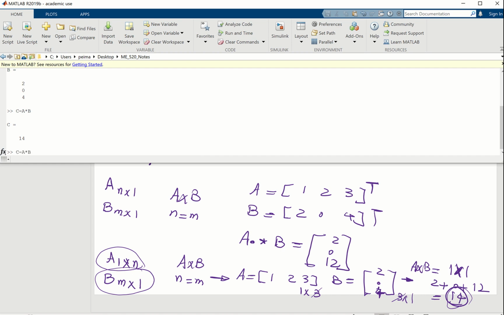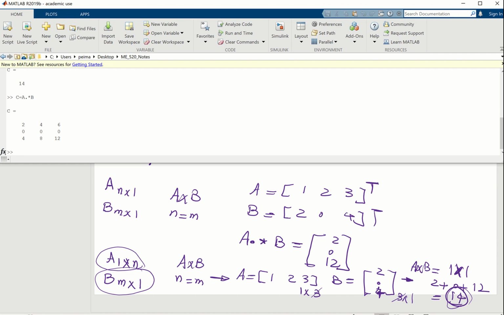So the result is going to be 1 by 1. Now let us see if I use that command that we had previously. Oh, it's going to give you a matrix, guys. Be very careful. Understand? It's going to give you a matrix. This element by element gives you a matrix.